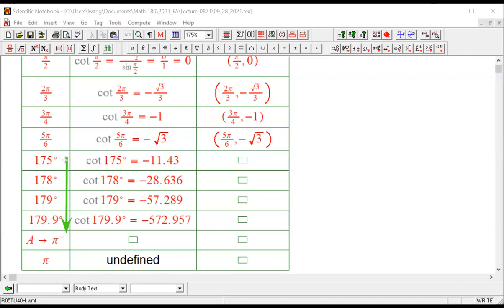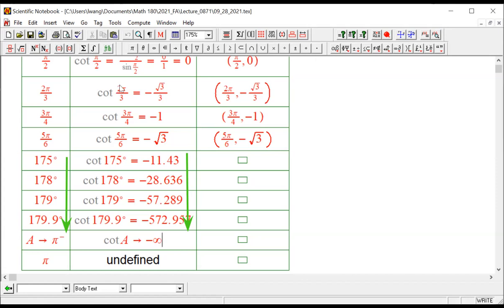So what do we see? As the input gets closer and closer to pi from smaller than pi, what happened to the ratio? The ratio is getting smaller and smaller and smaller. Approaching what? Approaching negative infinity. You can do these things totally on your calculator and you will see the pattern, right? You just have to know where to look.